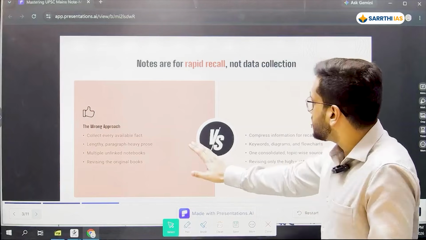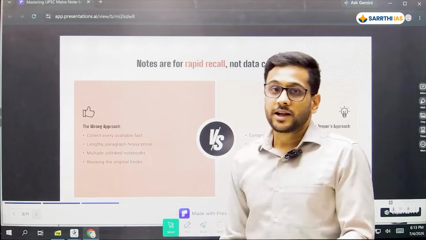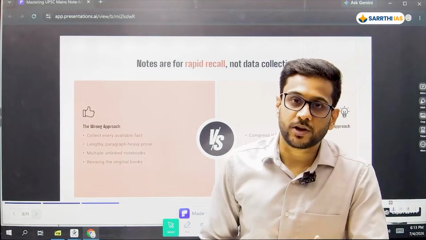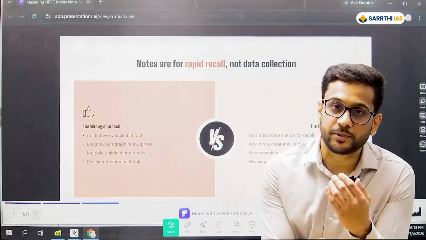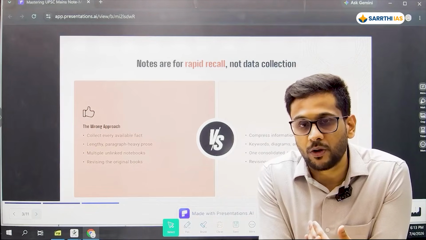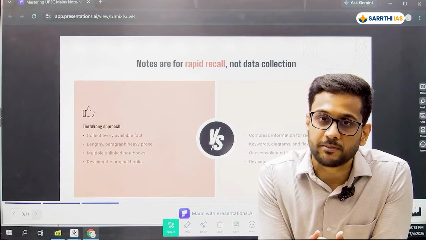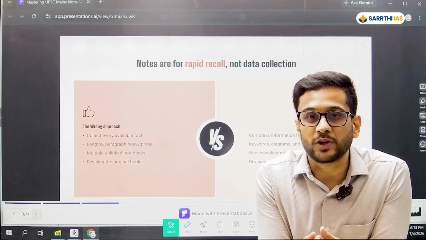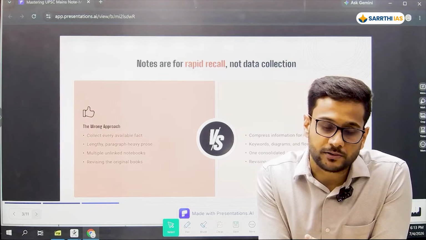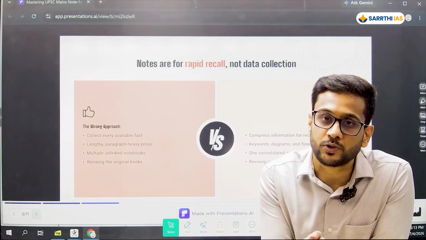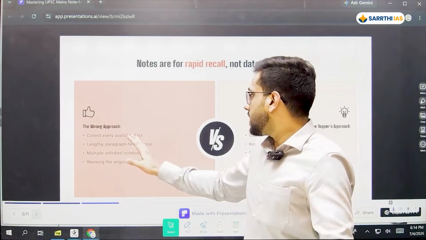So I have mentioned what is the wrong approach and what is the toppers' approach. In the wrong approach, if you are collecting each and every fact you are coming across, that is the wrong approach. For example, you are studying for prelims in the month of March, April or May, and in the science and technology part, let's say in some monthly magazine, you read that South Korea or the US have developed some defense equipment, so you write it down without knowing whether it is relevant for your mains preparation or not. You do not have to collect every available fact.